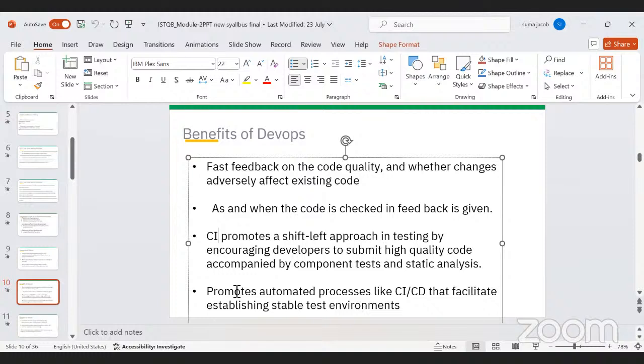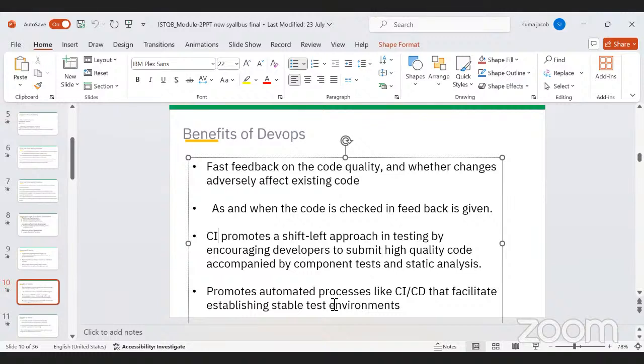And next, it promotes automated processes like CI/CD that facilitate establishing a stable test environment. So it is not only about testing the new code changes. It also promotes facilitating a stable test environment. DevOps promotes automated processes like continuous integration and continuous delivery that facilitate the establishment of stable test environments.